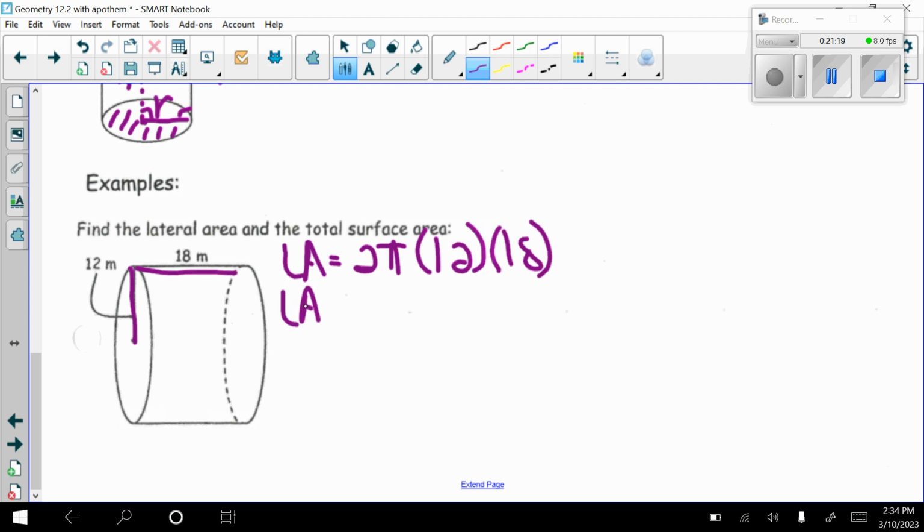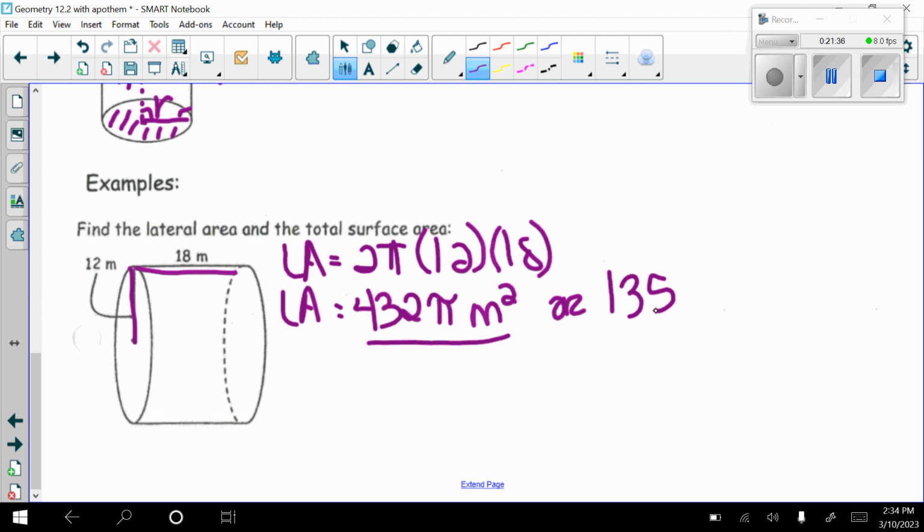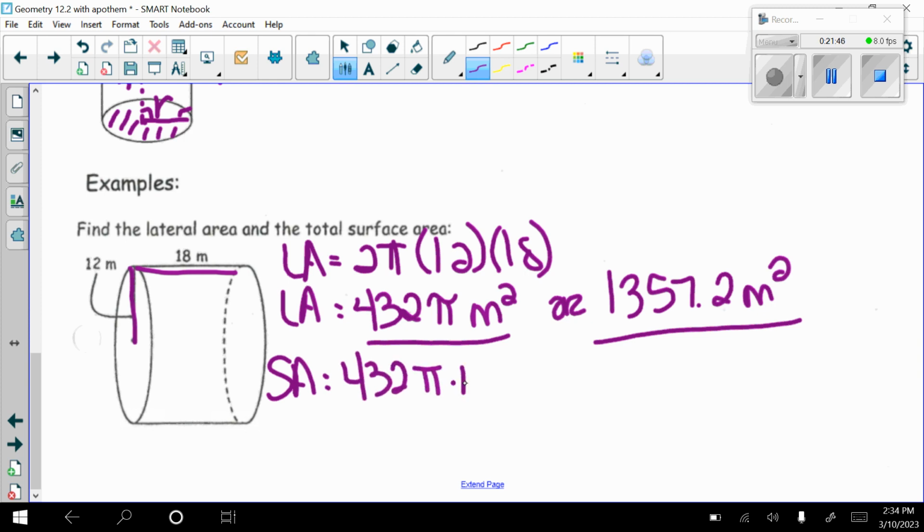So when I multiply all of that, 2 times 12 times 18, I get 432 pi. I can leave my answer like that. That is called leaving it in terms of pi. Or if they want it rounded, I multiply 432 by pi and I get 1,357.2 square meters.